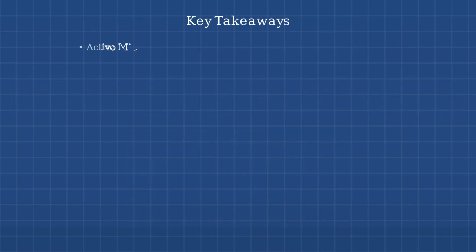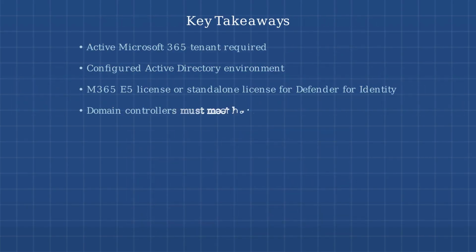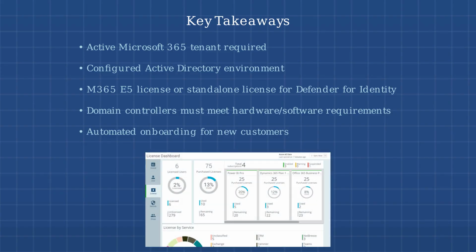To summarize the prerequisites and licensing for Microsoft Defender for Identity, you need an active Microsoft 365 tenant, a properly configured Active Directory environment, and either a Microsoft 365 E5 license or a standalone Defender for Identity license. Ensure your domain controllers meet the hardware and software requirements we discussed. Remember that onboarding is now automatic for new customers, which simplifies the setup process. Use the license dashboard to track and manage your subscriptions.